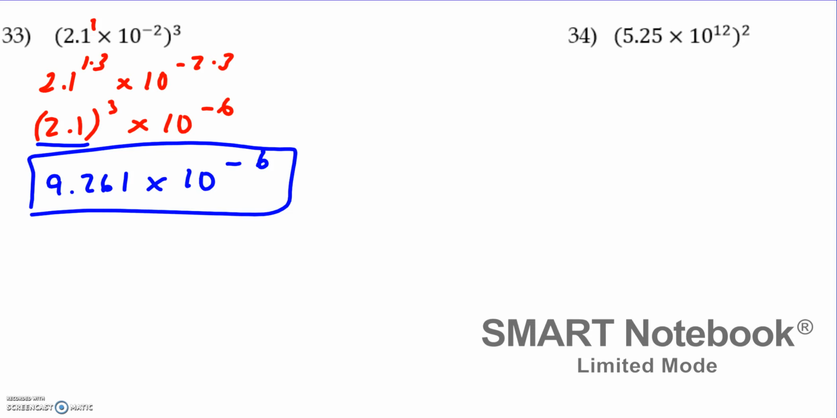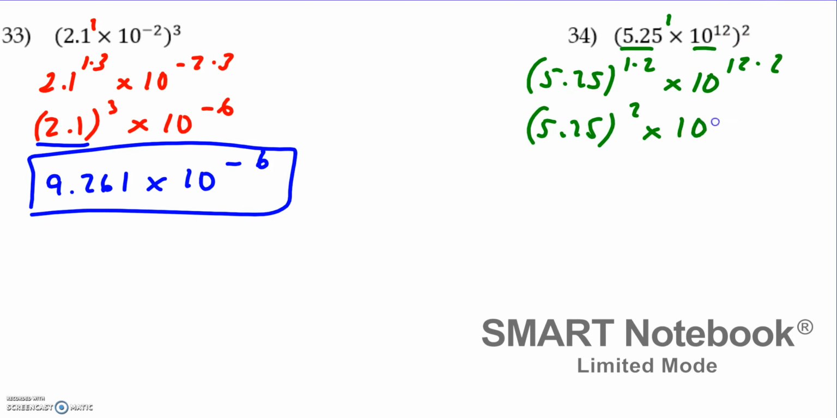Number 34, if we do this one the same way as 33, both of these bases in here are being raised to the second. There's really a 1 there. So we have 5.25 to the 1 times 2 times 10 to the 12 times 2 power, because that power is on the outside of the parentheses. So we have 5.25 to the second times 10 to the 24th power. If in the calculator I type in 5.25 times itself, I get 27.5625 times 10 to the 24th.